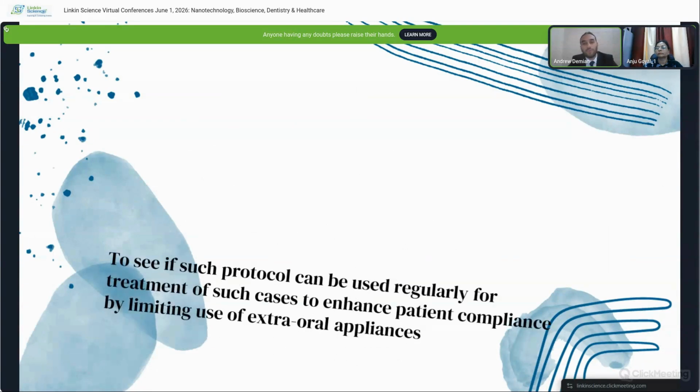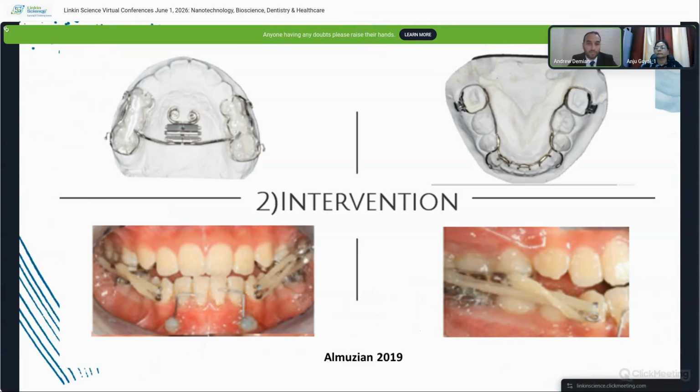And to see if such a protocol can be used regularly for the treatment of such cases, to enhance patient compliance by limiting the use of these extraoral appliances. So this was the intraoral technique that we used.